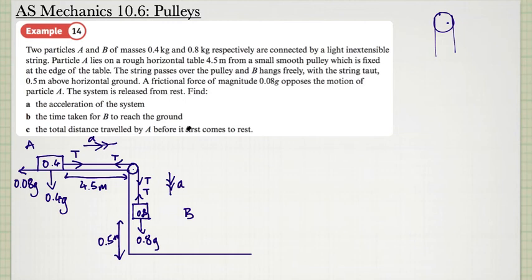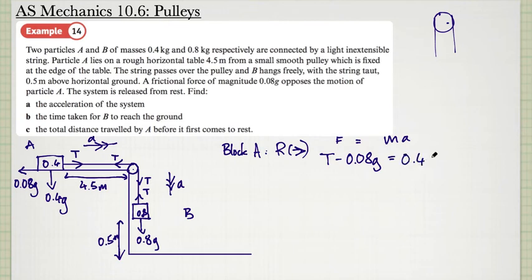Part A: find the acceleration of the system. This is what we've marked as a here. First of all, I'm going to look at block A. Just label your working as normal. Block A, resolve horizontally, because that's the direction of travel. Force equals mass times acceleration. The thing acting forwards on A is the tension in the string, and acting backwards is the 0.08 g. The downwards force acting on A doesn't affect the horizontal motion. So we've got T minus 0.08 g equals the mass, 0.4, times the acceleration a.